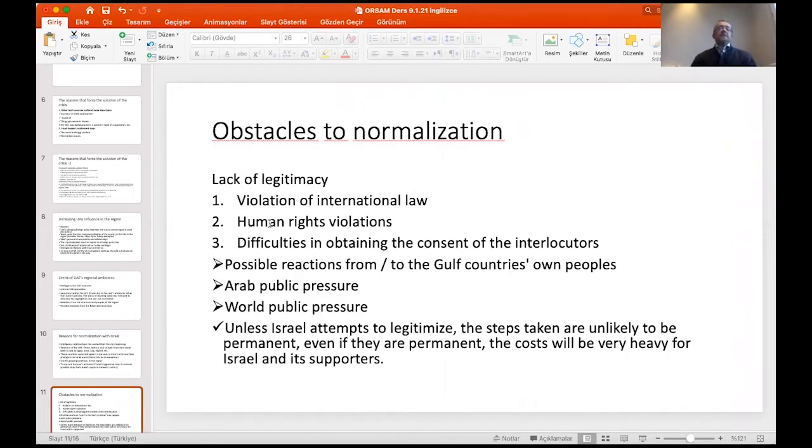Okay, we can determine some obstacles to normalization or to the continuing of normal relations, the future of relations, normalization, normal relations between these countries and Israel. The main obstacle is the lack of legitimacy of Israel's policies and steps, because Israel's steps are in violation of international law.